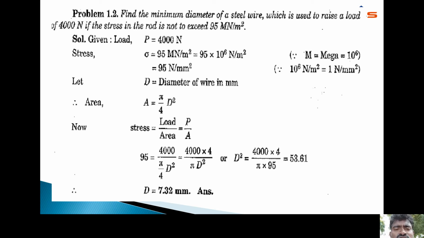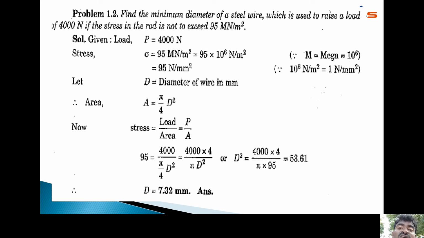P equal to 4000 newtons. Sigma equal to 95 mega newton per meter square, equal to 95 into 10 power of 6 newton per meter square, that equals 95 newton per mm square. Now the sigma value is 95 newton per mm square. P means 4000 newtons. So area means pi by 4 into d square. Stress means load by area.